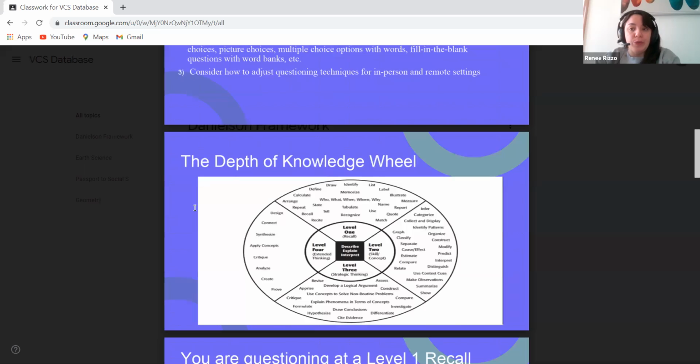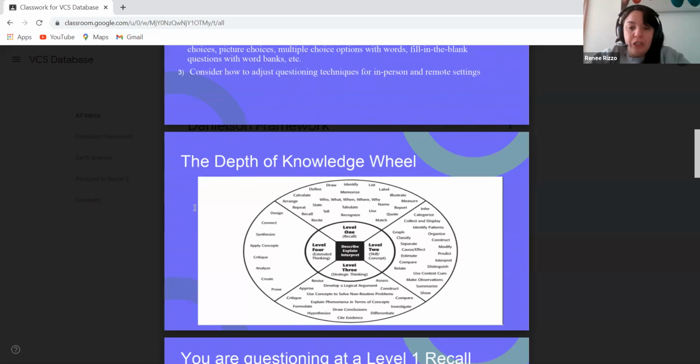At the level two, skill concept level, we have infer, categorize, collect and display, identify patterns, organize, construct, modify, predict, interpret, distinguish, use context clues, make observations, summarize, show, graph, classify, separate, cause effect, estimate, compare, and relate.